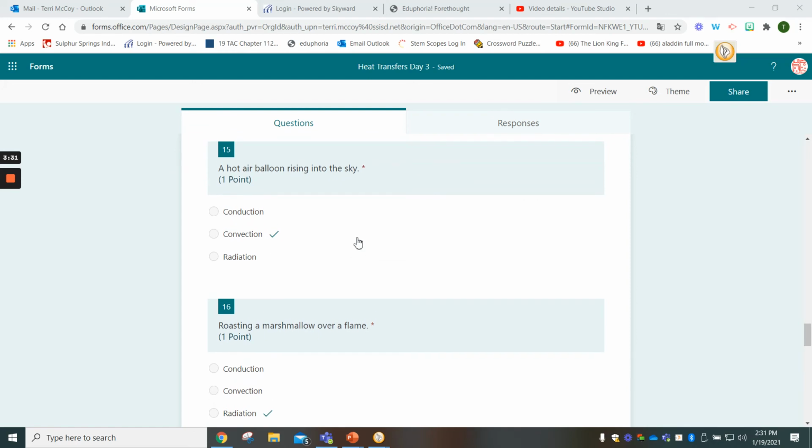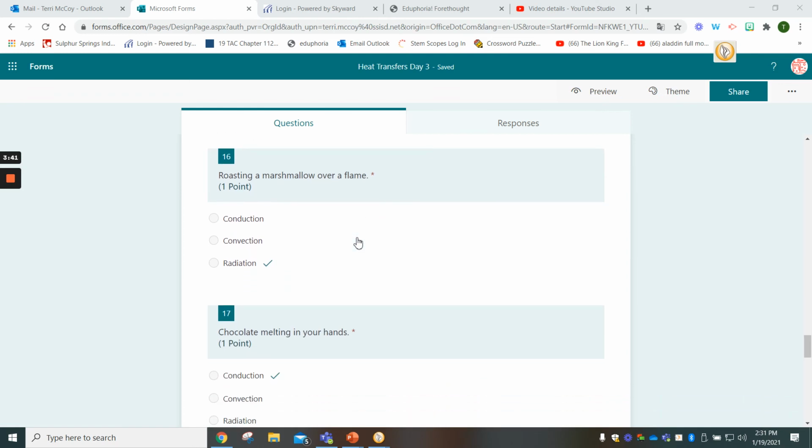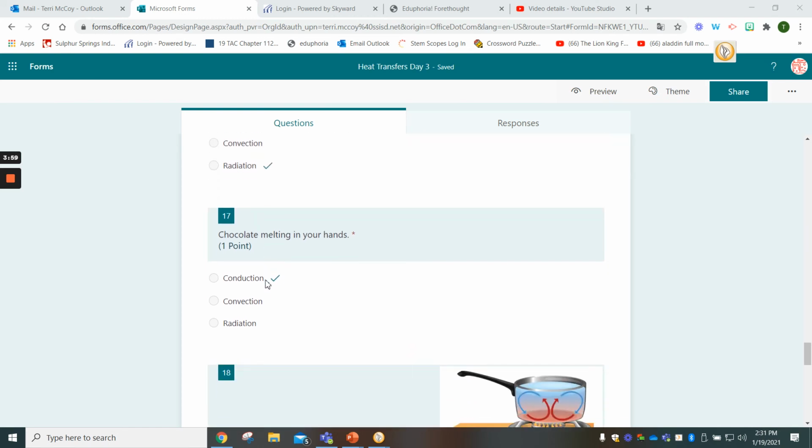A hot air balloon rising into the sky. We've talked about this one before. This is my favorite form of heat transfer. That is convection. Roasting a marshmallow over a flame. So if you're one of those children that put your marshmallow right in the fire and you touch the flames with it, that's not what this is asking. This is roasting it over a flame, not touching. So that's going to be radiation because it's not touching.